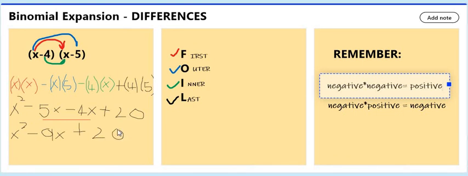And that's the answer. I hope you see that this is a 9 and not an A. Alright, this is how we use the FOIL method to expand binomials that have subtraction.